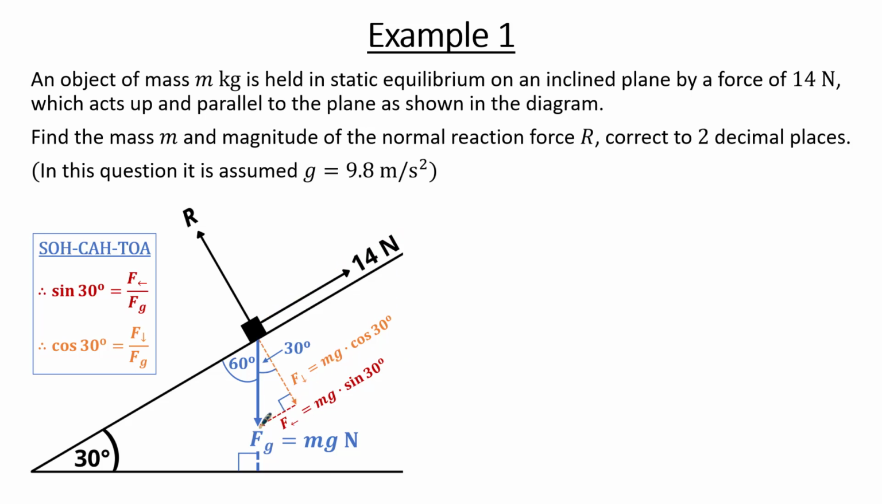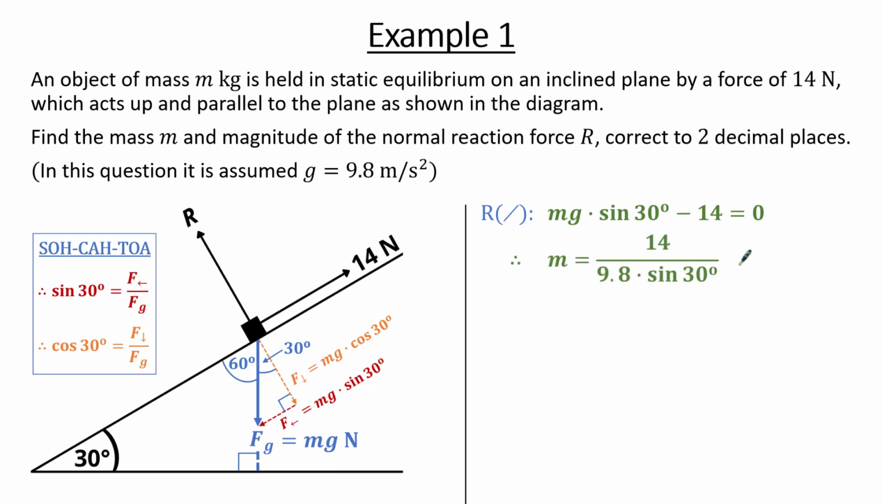Taking this direction to be positive, we then have mg multiplied by sine 30 degrees minus 14 equals 0. And here the resultant equals 0 because in the question we're told that the mass is held in static equilibrium. Rearranging this, we have m equals 14 divided by 9.8 multiplied by sine 30. So here we've substituted g equals 9.8.